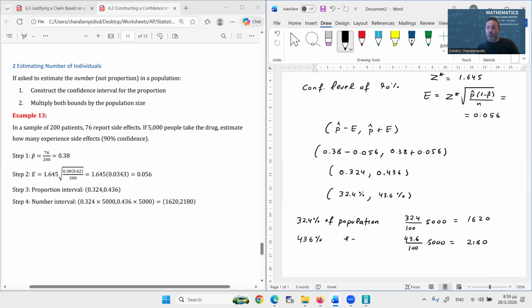So what you should keep in mind is that you calculate first the confidence interval and then you multiply the endpoints of that confidence interval by the size of the entire population.